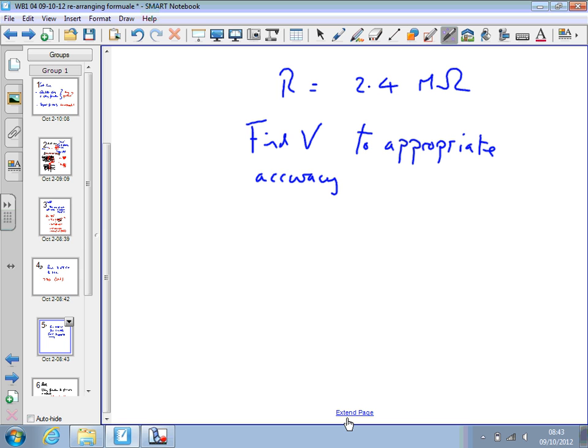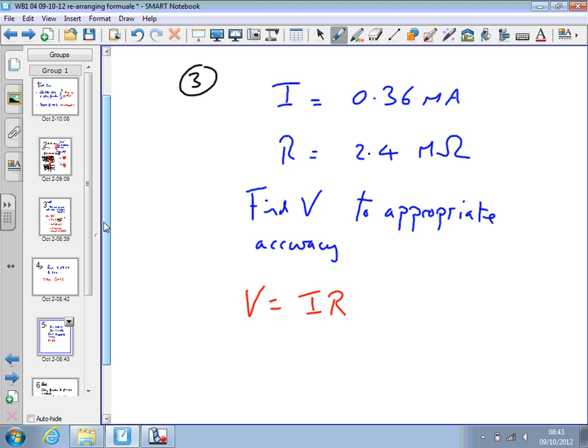Last one. Ohm's law. V equals IR. So I've got to multiply the current by the resistance. What do I do about the units? This is where engineering notation is so convenient. All you have to do is remember that milli is times 10 to the minus 3. So this is 0.36 times 10 to the minus 3, and that's exactly what I put into the calculator. And then I have to remember that mega is times 10 to the 6. So that's 2.4 times 10 to the 6 ohms. You need to remember these prefixes.